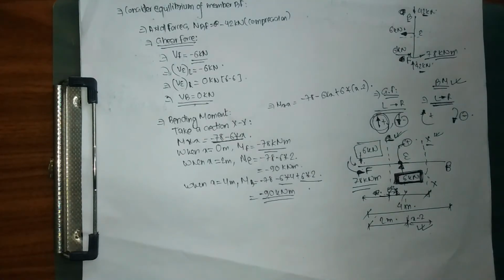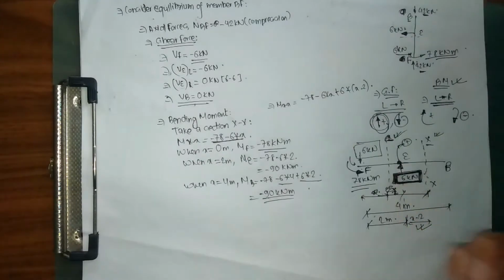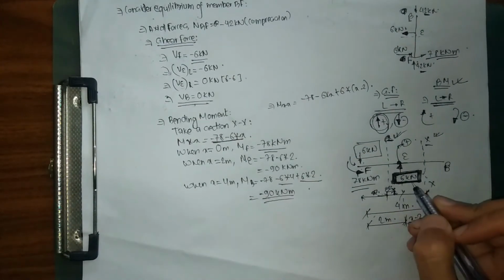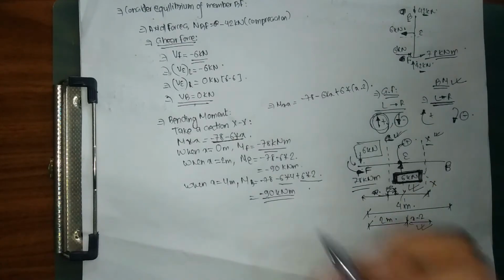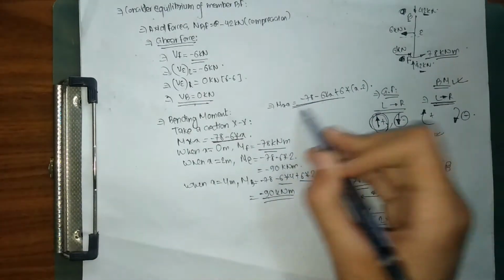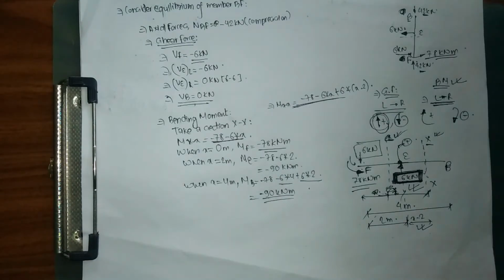Minus 90 kilonewton per meter. So hope you have understood why we need to take two sections, because before point E there was no use of this 6 kilonewton, but at point E this 6 kilonewton is going to produce your clockwise moment. So we need to have a different equation of moment. So now we have completed our member BF.